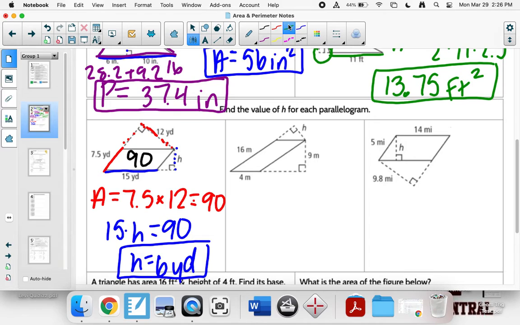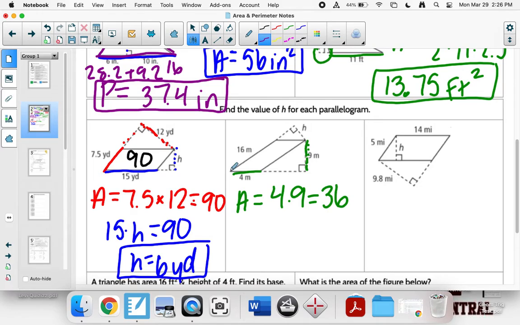Again, which two numbers are both, what base and height? 9 and 4. So 4 is my base, 9 is my height, they go together, right? So we know our area is 4 times 9, which gives me how much? 36. So then the other two things have to go together.